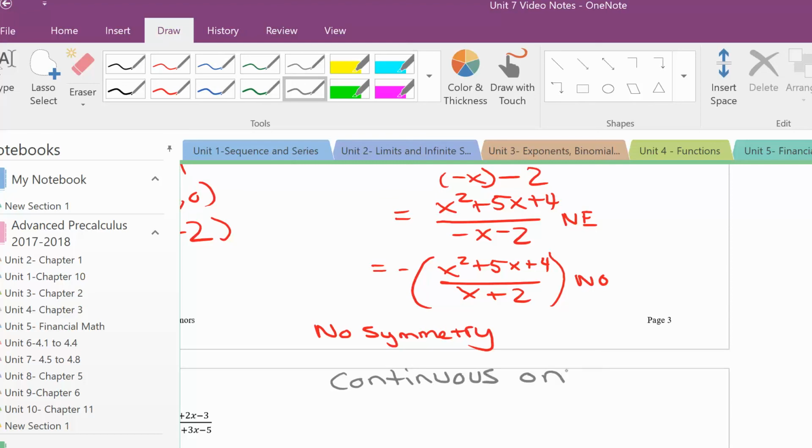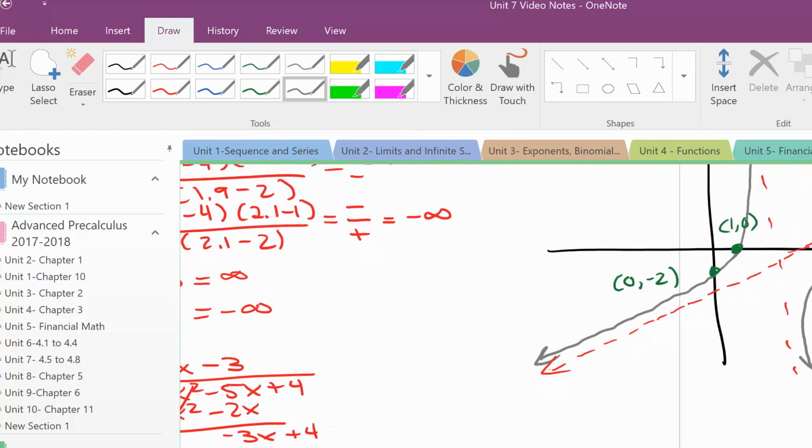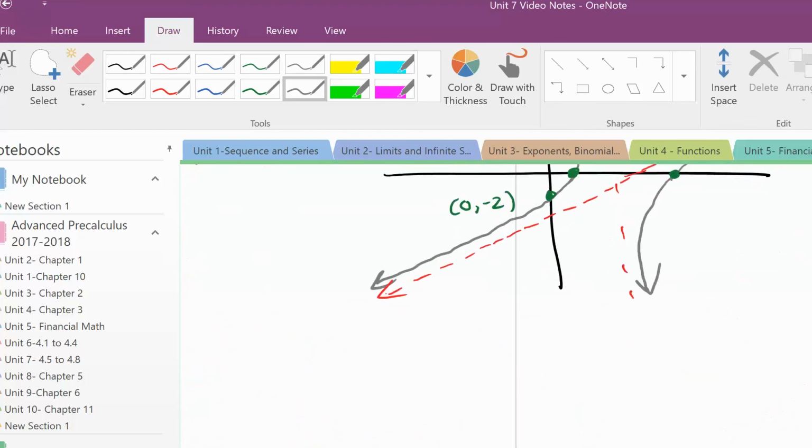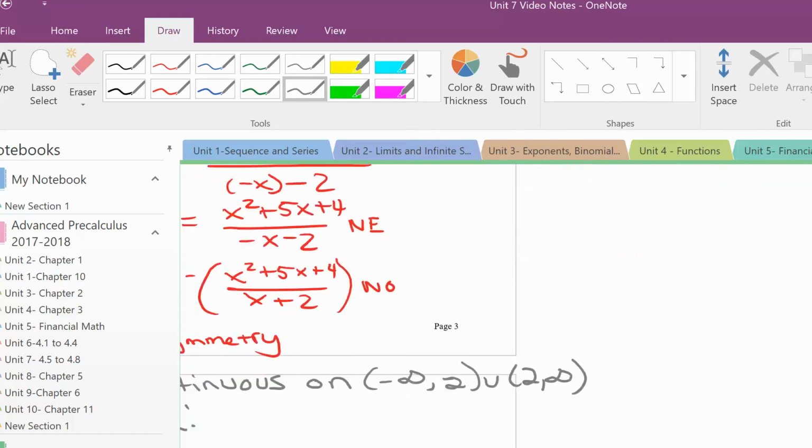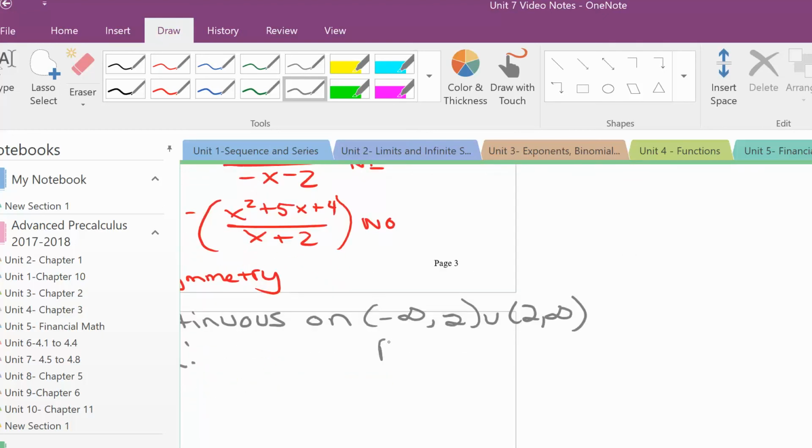Remember, continuity is the same as the domain, unless there's something that replaces a restriction in the domain, which in this case there's not. So it's from negative infinity to positive 2, union 2 to infinity. And then the range. Well, if you look at the graph here, and notice the range, it goes from negative infinity to infinity, because basically it's all real numbers.